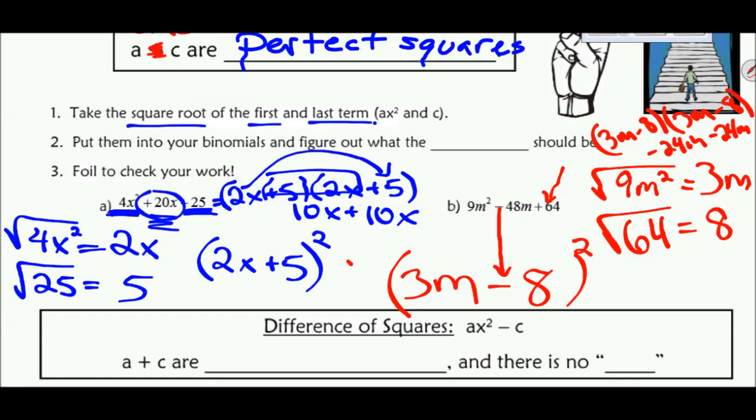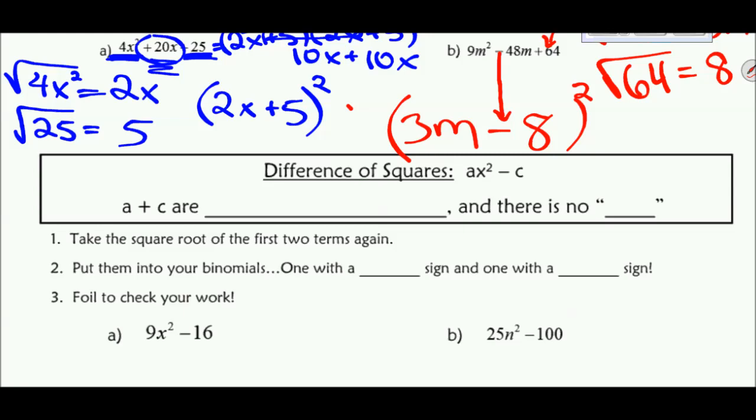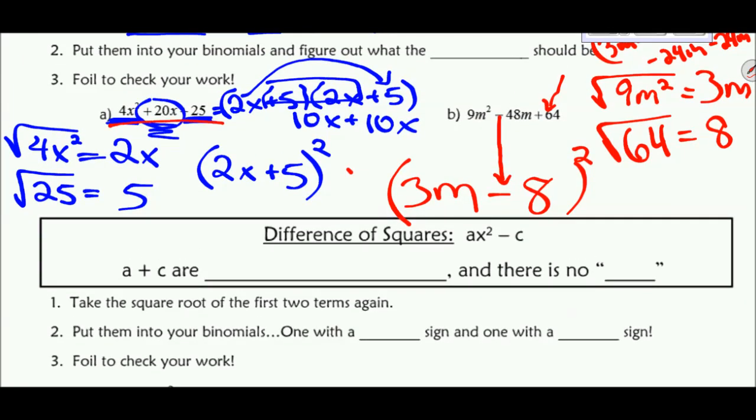I really don't want you relying on that special case. The other one is much easier, and you can pick it out right away. Like here, you don't even know. You'd have to know that those are perfect squares and have FOILed it out to check that.